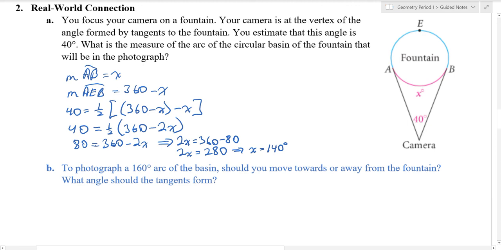To photograph a 160-degree arc of the basin, should you move towards or away from the fountain? What angle should the tangents form? Give this one a shot.